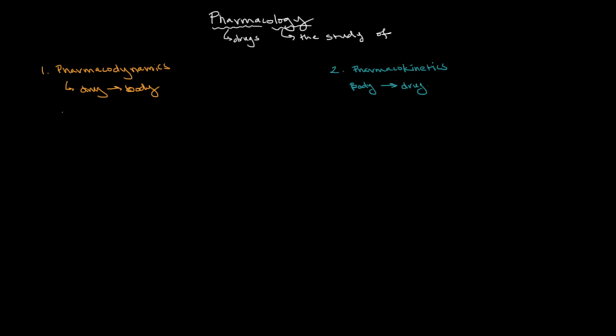So we're going to cover topics like drug mechanism. How does the drug exert its effect on the body? If you think of an example like acetaminophen, we know that acetaminophen acts as an analgesic. How is it doing that? How is acetaminophen exerting this effect of pain relief on the body?